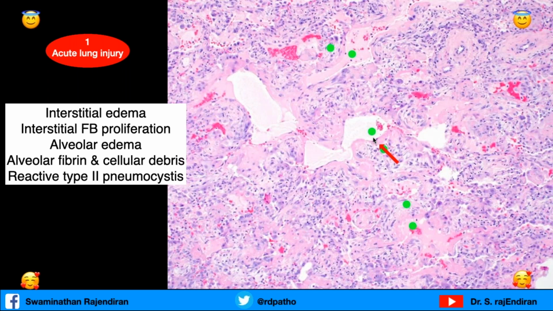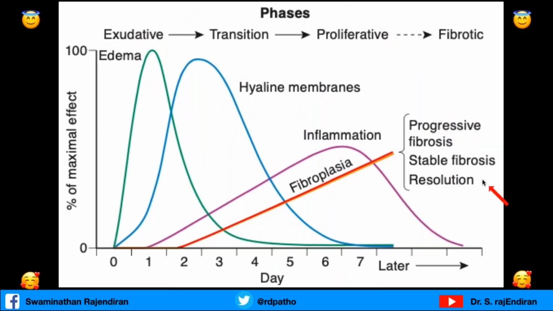You can see the hyaline membrane, the interstitial fibroblast, the interstitial inflammation and reactive type 2 hyperplasia. So this is diffuse alveolar damage. Diffuse alveolar damage characteristically has 3 stages: exudative, proliferative, and fibrotic. In the exudative phase, all the edema happens and peaks in day 1, whereas the proliferative phase, where inflammatory cells will be more, peaks at day 6 or 7, and the transition is where the hyaline membrane is formed. It peaks around 2 to 3 days.